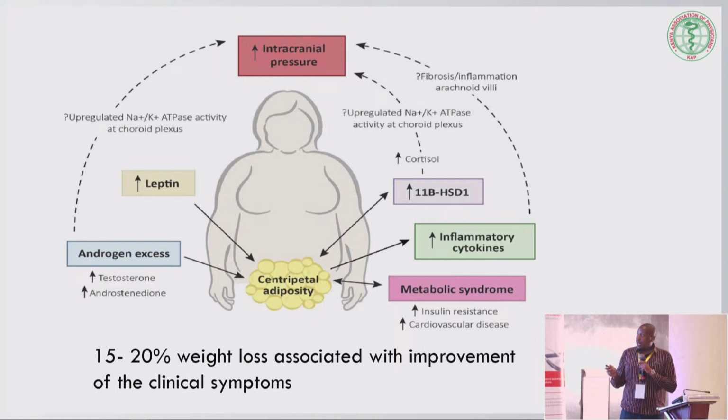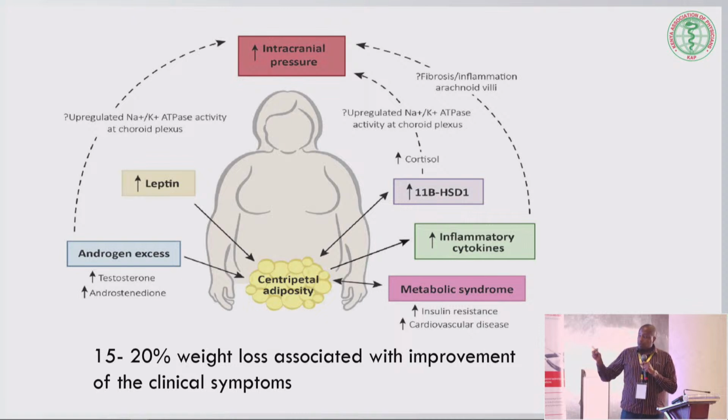So, sort of a similar slide, but I wanted to point out two things in this slide. One is the role of central obesity, and this is thought to raise intra-abdominal pressures and intrathoracic pressures. And also that has been attributed to reducing CSF flow.